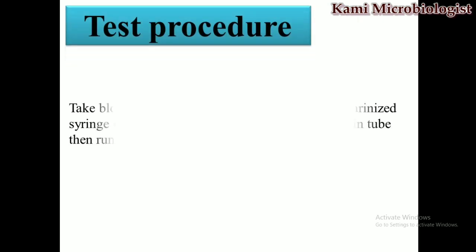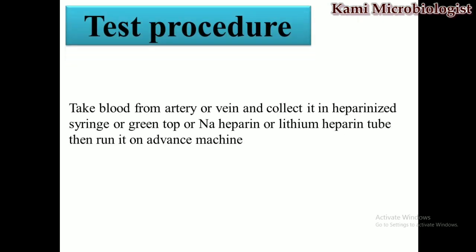Now let's see the test procedure. It's very simple. First of all, you take the blood from the artery or vein, and then you collect it into a heparinized syringe, or you can collect it into the green top tube, which is a sodium heparin or lithium heparin tube. After that, you run it on an advanced machine. So this is the simple procedure.